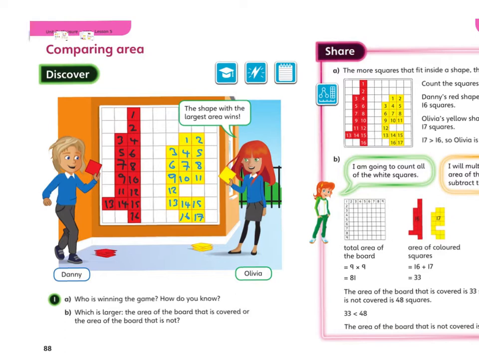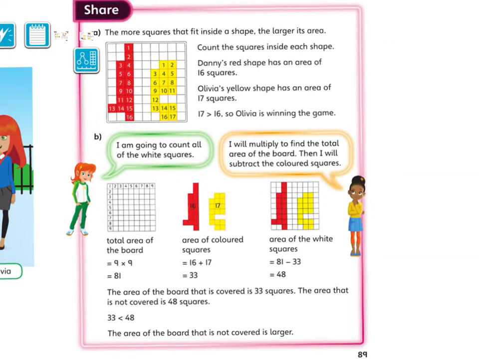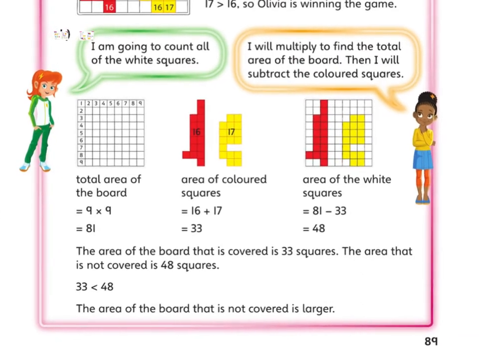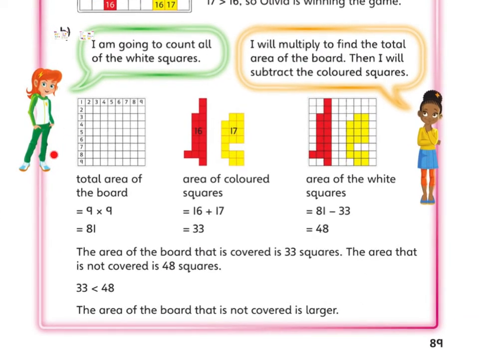Okay, so question B was which is larger, the area of the board that's covered or the area that's not covered. So let's go and have a look at this question here. So this girl says, I'm going to count all the white squares, and this girl says, I will multiply to find the total area of the board, then I will subtract the coloured squares. Right, let's see how they do it.